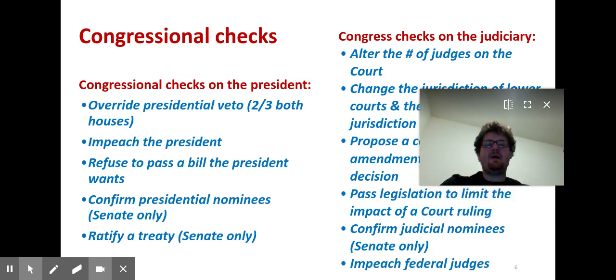Congress can refuse to pass a bill that the president wants. So the president can suggest legislation, but it has to be passed by Congress. It has to be written by Congress. So they can just refuse to do what he wants.